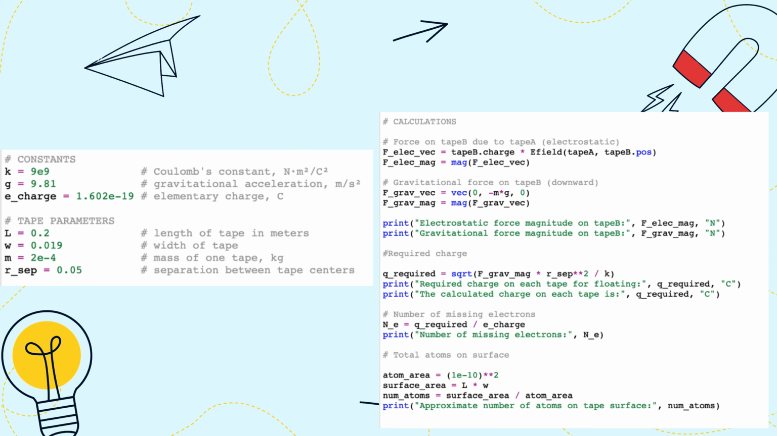This is the code for the simulation. In the first picture on the left, we can see all of the constants I used, which we just talked about in the previous slide, such as Coulomb's constant, gravitational acceleration, length, width, mass, and separation distance. In the calculation portion, we can see the equations for calculating the gravitational and electric forces on the suspended U-tape. Down below is the equation for calculating charge using Coulomb's law, the equation for calculating missing electrons, and the equation for calculating total atoms, which was previously found.